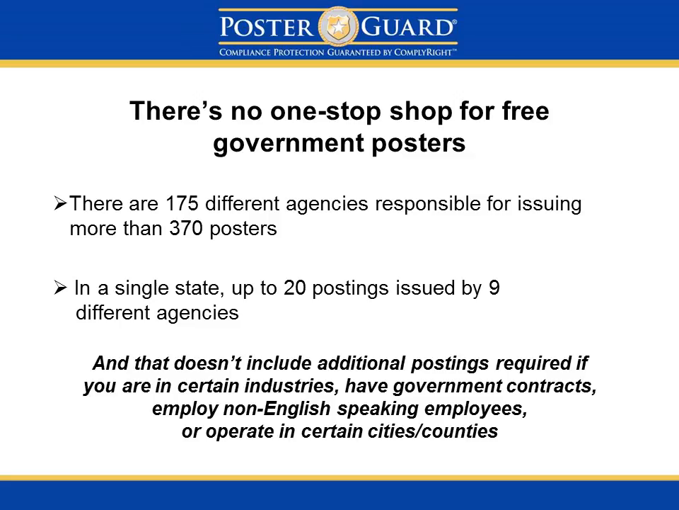It's one thing if you just have one location to worry about in one state, but for multi-site employers, across the nation, there are more than 370 different posters that are required on a combined federal and state level. And these posters are issued by about 175 different agencies. So in any given state, just one state alone, managing posting compliance could mean having to go to up to 9 different agencies just to get your required federal and state posters.